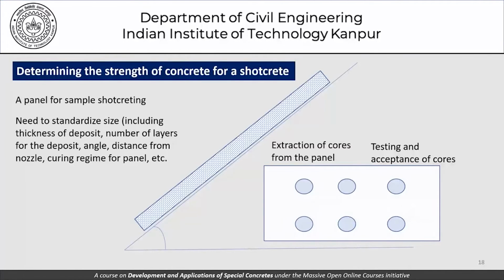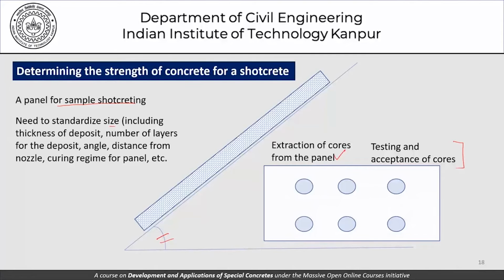As far as determination of the strength of concrete under the shotcrete operation is concerned, there could be a mechanism by which we have a panel which is used to create the sample, which can then be used to extract cores, and we have testing and acceptance standards which are determined or which are laid out for accepting the shotcrete on the basis of strength. Of course, we need to standardize things like the size of the panel, including the thickness of the deposit, number of layers of the deposit, this angle that we are talking about here, the distance from the nozzle, curing regime for the panel, and so on.